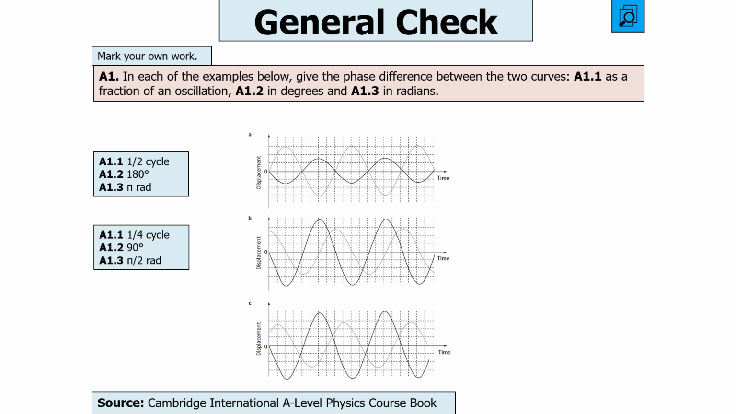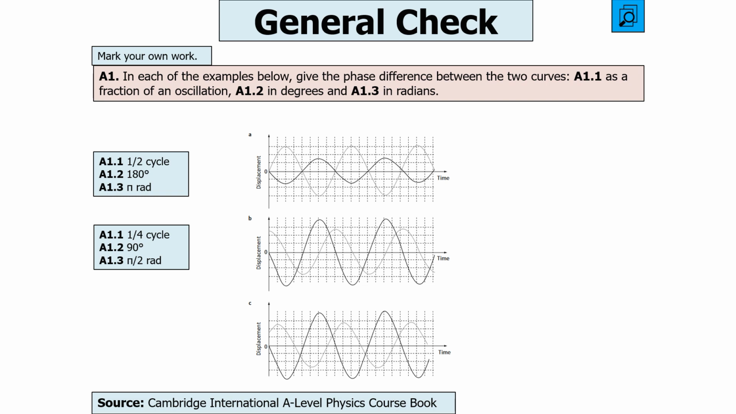You'll see in the second one, each of them is out by a quarter of a cycle because you can see that one of the waves is a quarter of a cycle ahead compared to the other wave at that particular point. So they've got a difference of 90 degrees, and they've then got a difference of pi over 2 radians.